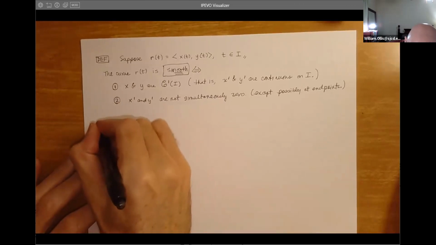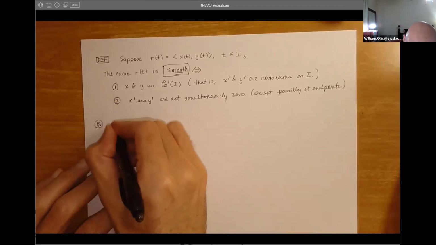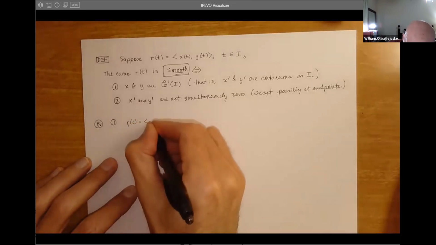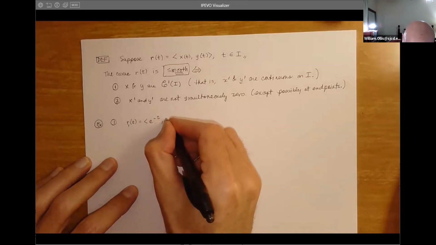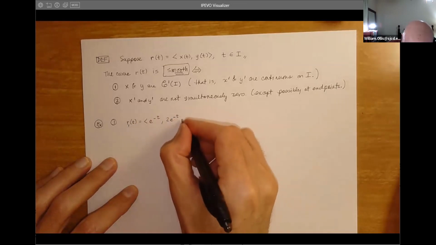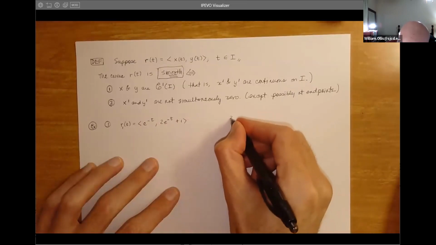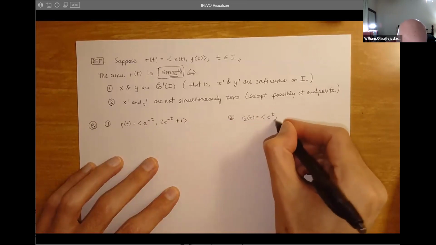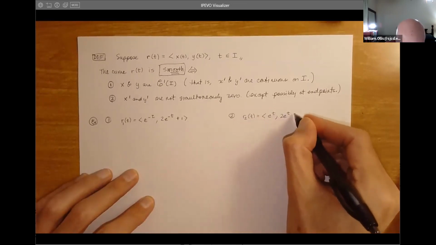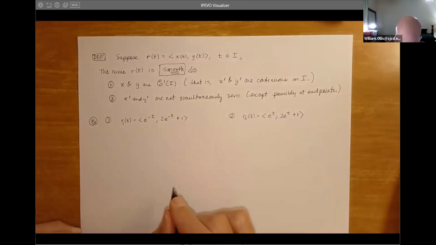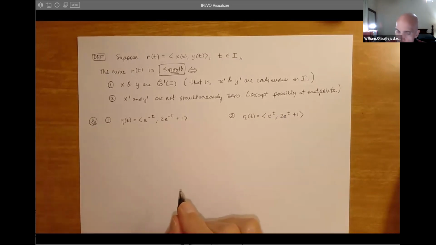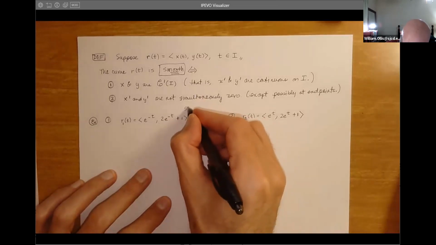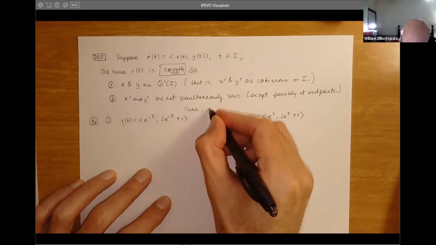So here's an example. We've got 2 parameterizations. Number one, we're going to have r1 of t equals e to the negative t, 2e to the negative t plus 1. And for the second one, we'll just say r2 of t equals e to the t, and then 2e to the t plus 1. So what we want to do here is check for smooth and then just see what these curves are. I mean, what do they define in terms of curves? So we'll say sketch, and then smooth or not smooth.